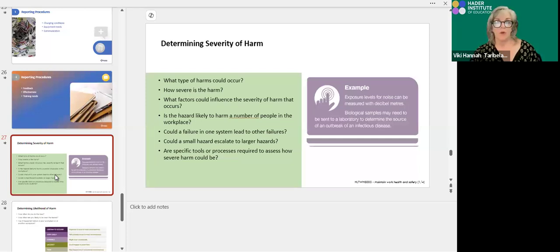These are your open-ended questions. Could a failure in one system lead to other failures? That's how we do risk assessment. That's the potential for harm. We're always doing this for our clients.